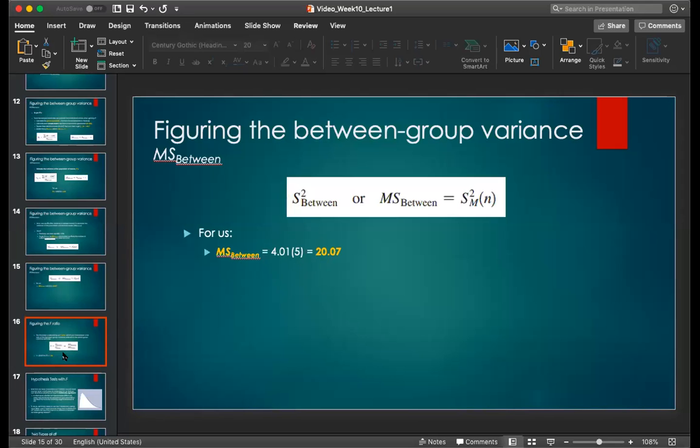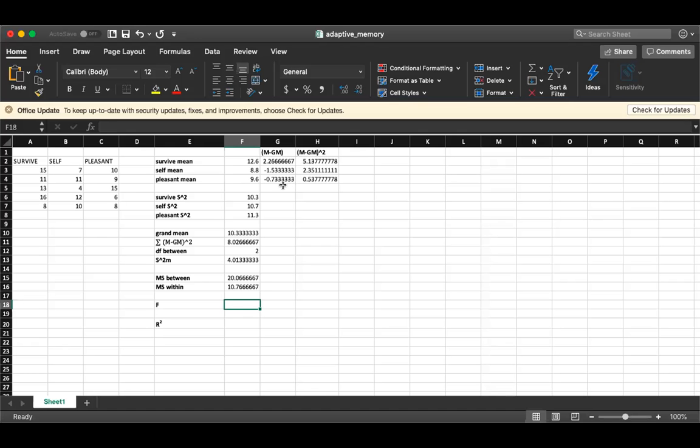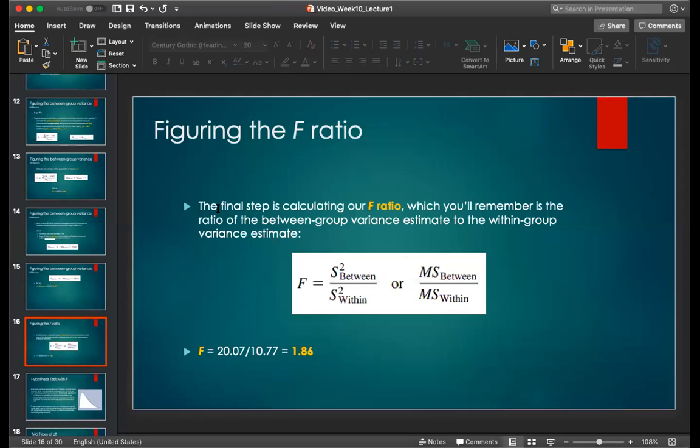So now we can finally calculate our F ratio, which is again the mean squared between divided by the mean squared within. So let's move over to Excel and do that. So F equals mean squared between, F15, divided by mean squared within, F16, and we get an F of 1.86. And this checks out.